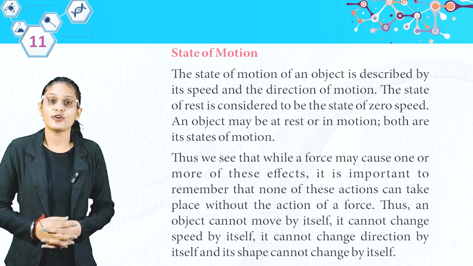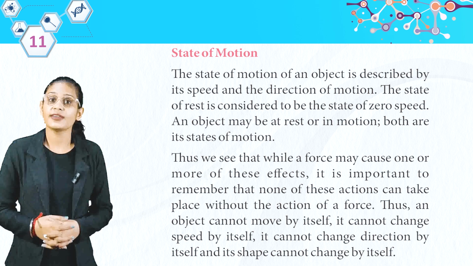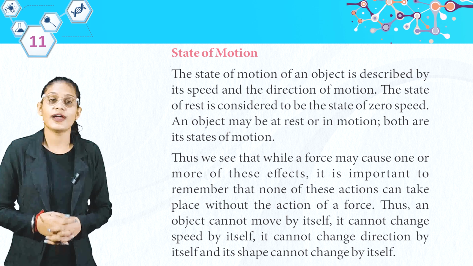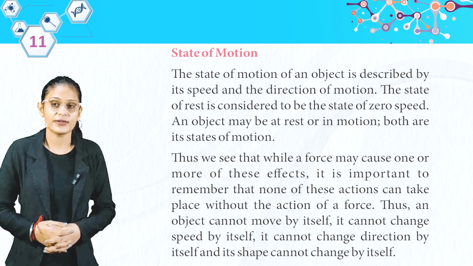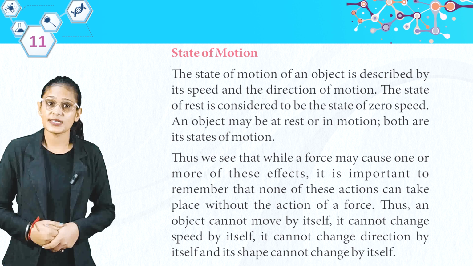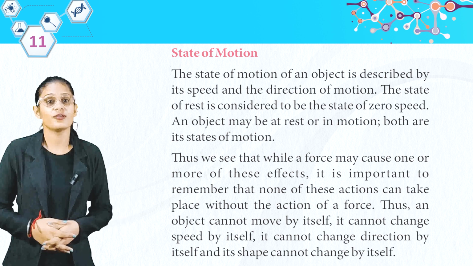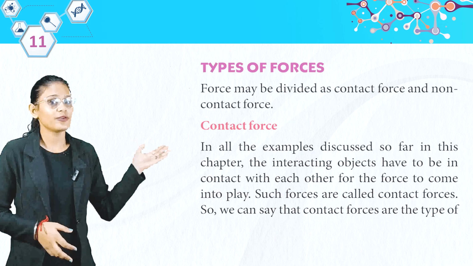Thus, an object cannot move by itself. It cannot change speed by itself. It cannot change direction by itself, and its shape cannot change by itself. So student, कोई भी ऑब्जेक्ट ना अपना चेंज खुद में खुद कर सकती है, लाइक ना स्पीड चेंज कर सकती है, ना डायरेक्शन, ना शेप. वो सब किसकी वजह से होता है? फोर्स.